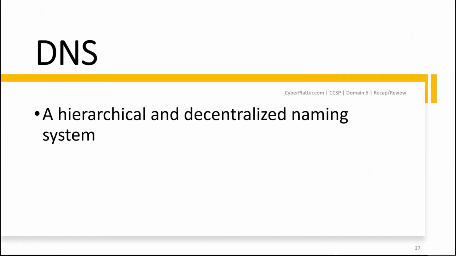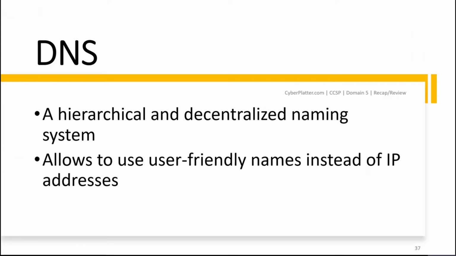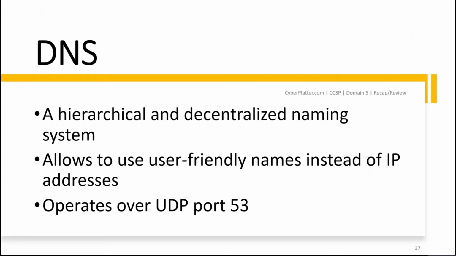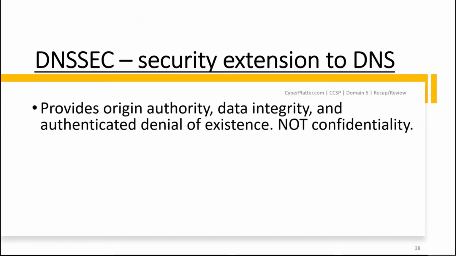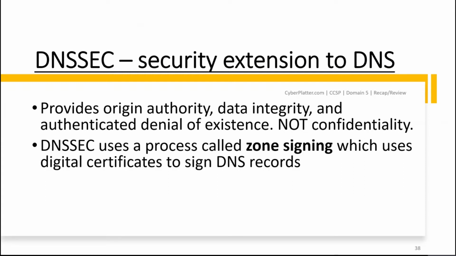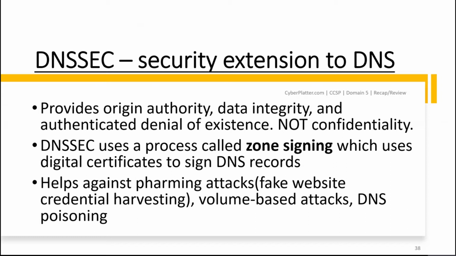DNS, a hierarchical and decentralized naming system, allows us to use user-friendly names instead of IP addresses, and operates over UDP port 53. DNSSEC, a security extension to DNS, provides origin authority, data integrity, and authenticated denial of existence, but does not provide confidentiality. DNSSEC uses a process called zone signing, which uses digital certificates to sign DNS records. It helps against pharming attacks, fake website credential harvesting, volume based attacks, and DNS poisoning.